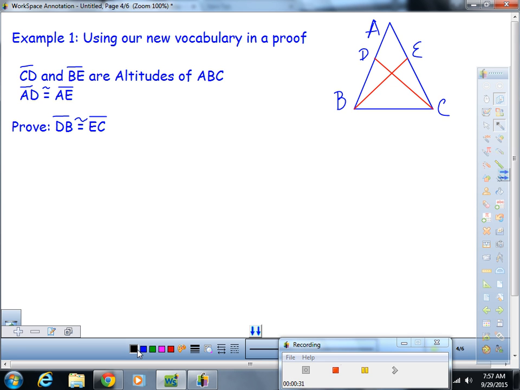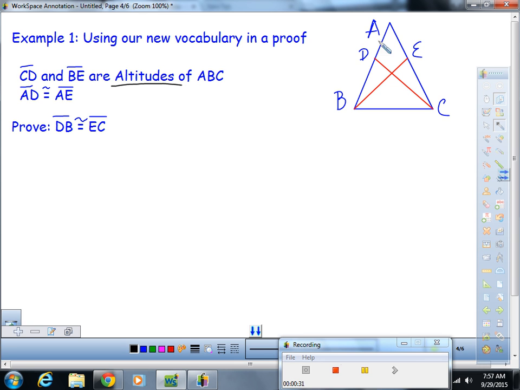CD and BE are altitudes. So here's our new word. We're going to have to use that for something. When they tell us that we have altitudes, what are we going to deduce from that? We're going to deduce perpendicular and then get to right angles, and then we're going to say the angles are equal. Now you can sense why these proofs are going to start taking longer. We're also given that AD is congruent to AE.